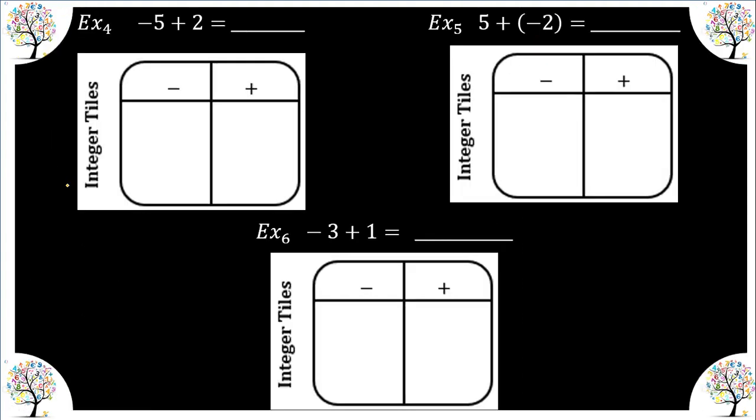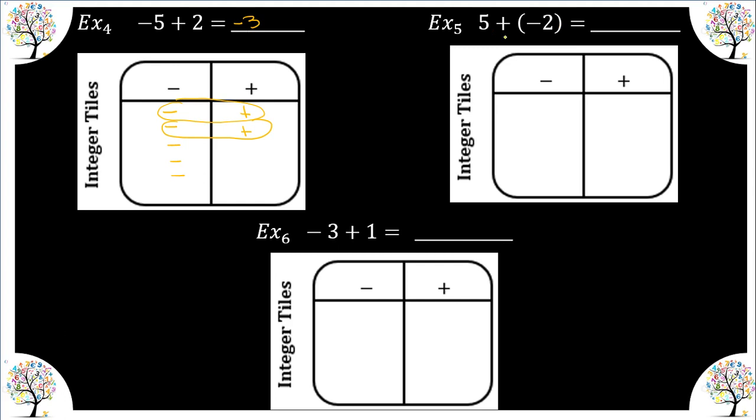So let's take a look using integer tiles. So we have 5 negatives, 1, 2, 3, 4, 5. And we're going to add 2 positives. So it's kind of like you are $5 in debt and then you gain $2. How much are you in debt? Well, a negative and a positive cancel each other out. So we have 2 pairs of opposites and we have 3 negatives left. -5 plus 2 is -3.